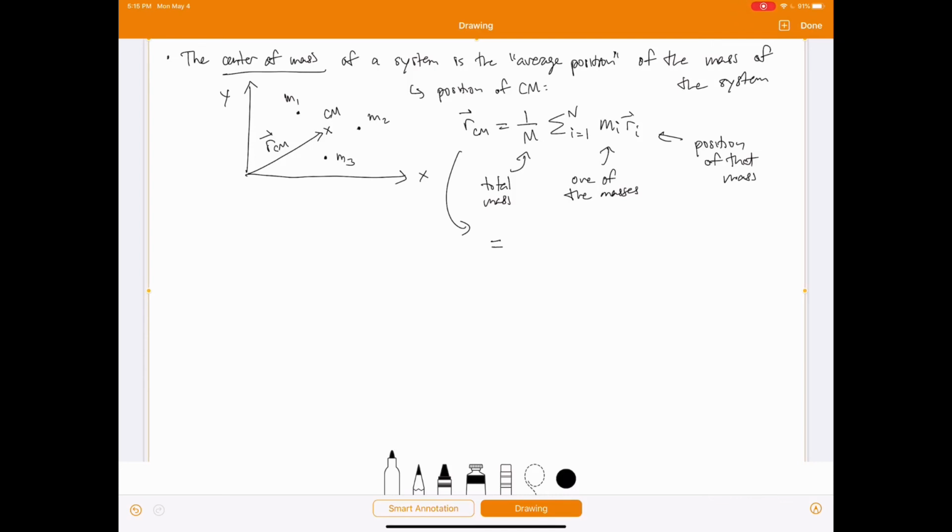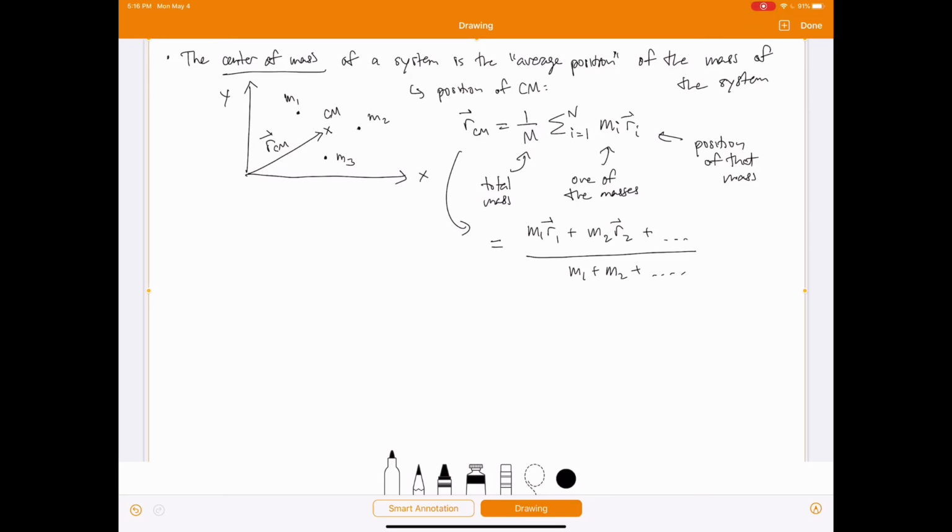If we expand that out, really what's happening is on the top, we have M1 times R1 plus M2 times R2 plus M3 times R3. You can kind of see the pattern here. On the bottom, we have big M, that's the total mass. So that's just M1 plus M2 plus M3 and so on. So that's the way we're taking the average position, okay?